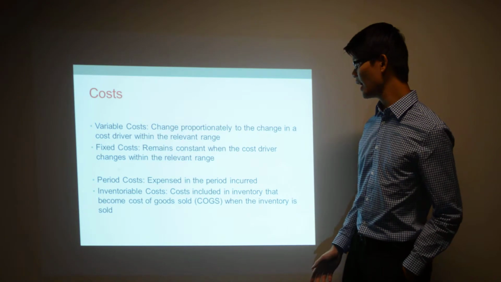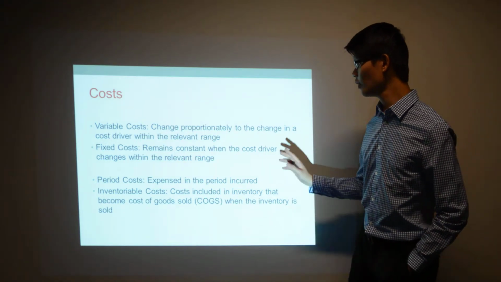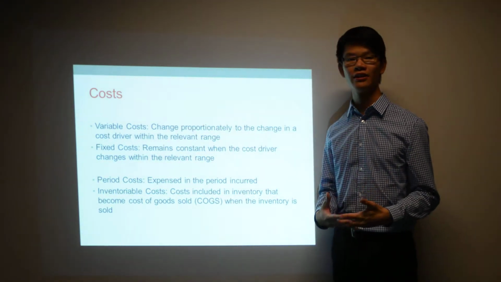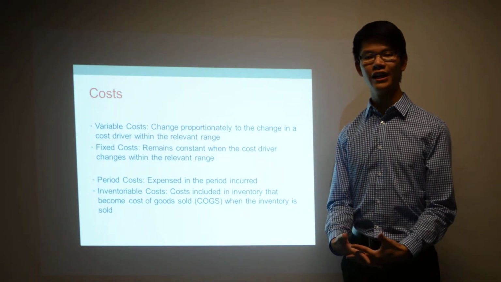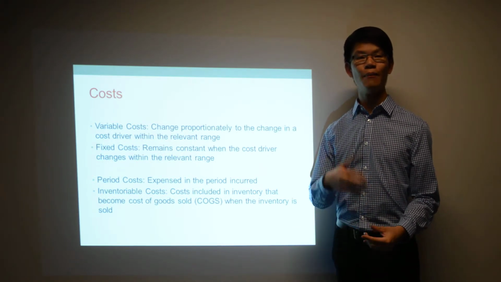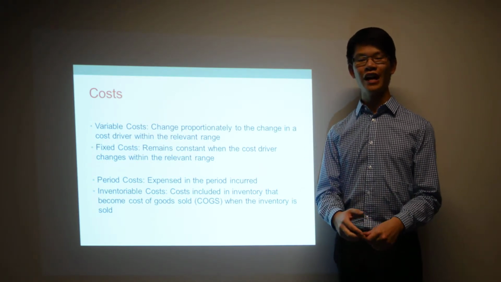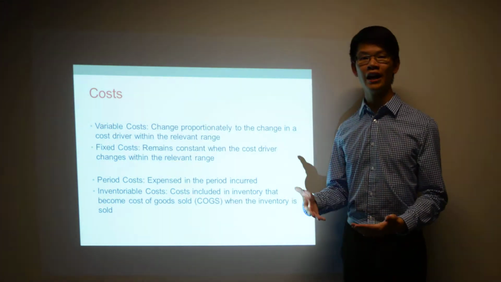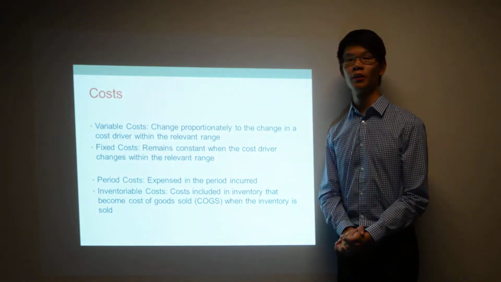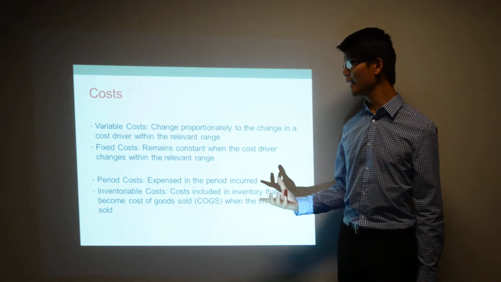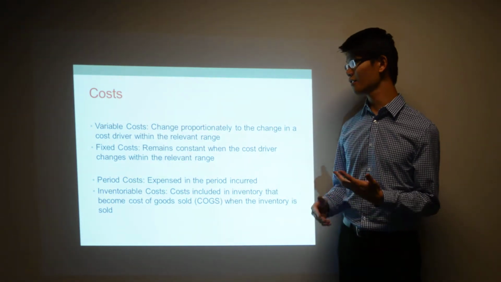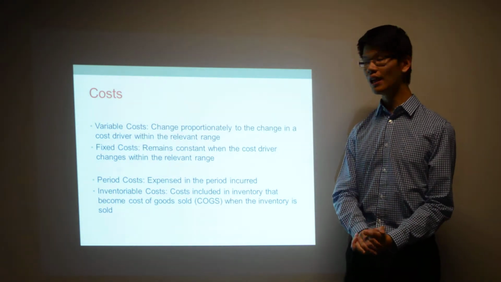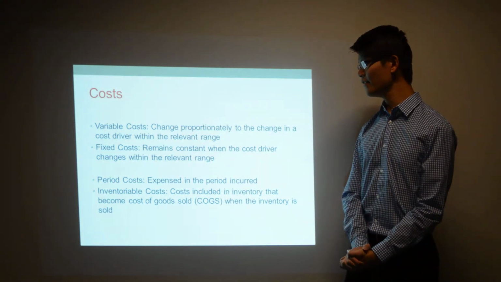Before we get to the last pair, the relevant range is the range over which these variable and fixed cost assumptions work. For example, if you're Nike and you're producing shoes, but you want to produce more shoes than your factory can hold, then you'd have to build another factory. Therefore, your fixed costs would be higher and they would then stay the same. Likely your variable costs would also change. So it's only within that relevant range that your variable costs are variable and your fixed costs are fixed within this definition.